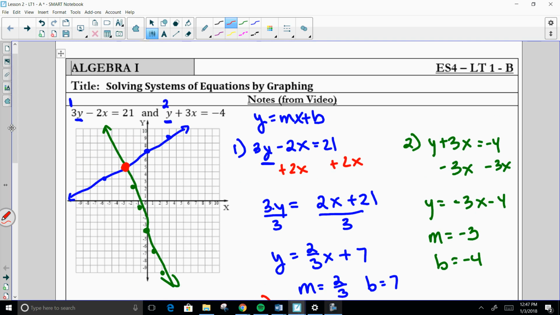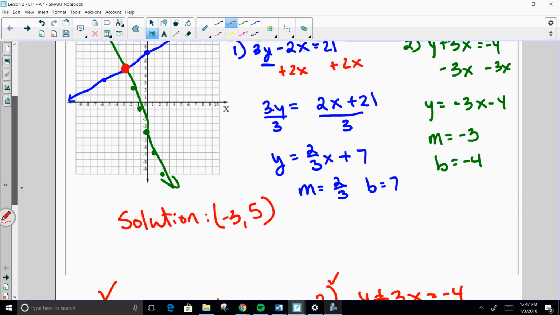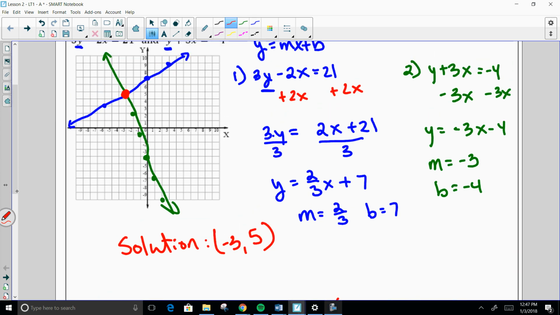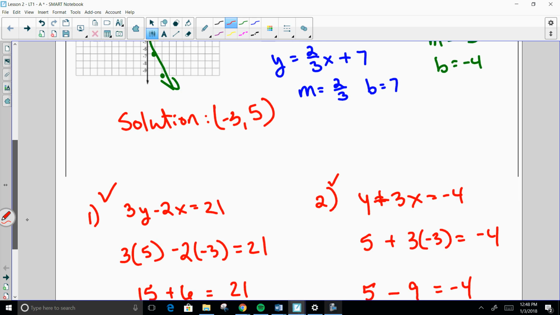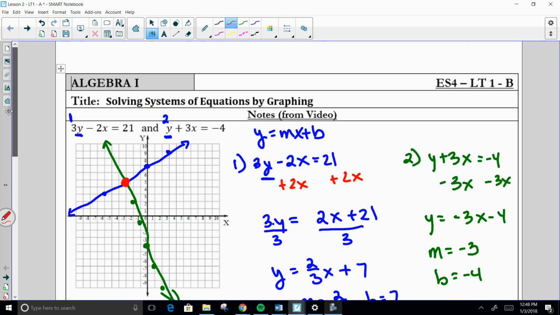So when you're solving a system by graphing, you put it in slope-intercept form, which is what we did here. Then you graph and you look for the point of intersection. Once you have the point of intersection, then you need to check to make sure that your answer works.